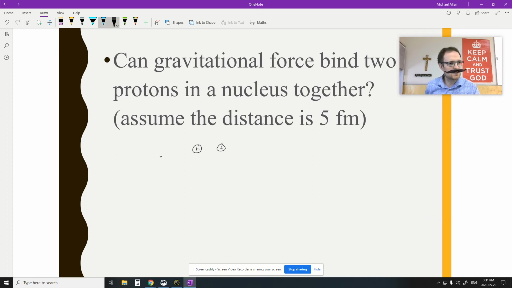Gravity is going to pull them together. So Fg is going to hold them together. And Fe, the electrostatic force between them, is going to try to repel them. So I want to know, is gravity more than Fe? And if it is, then at least they're going to hold together. Because it would make sense that they would hold together because they're inside the atom, really, really close.